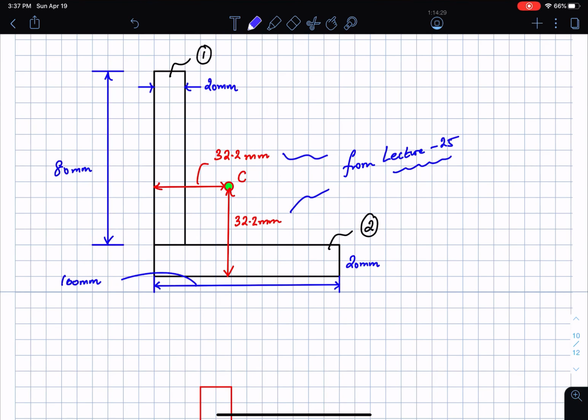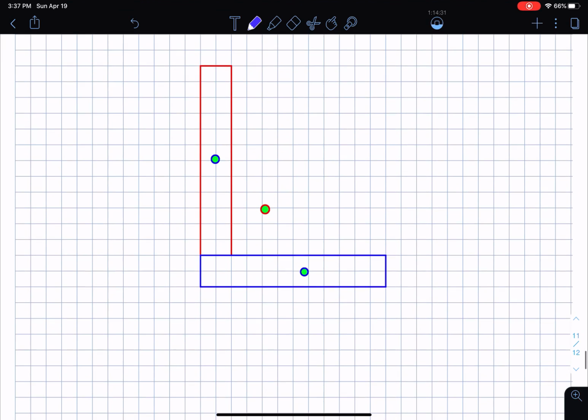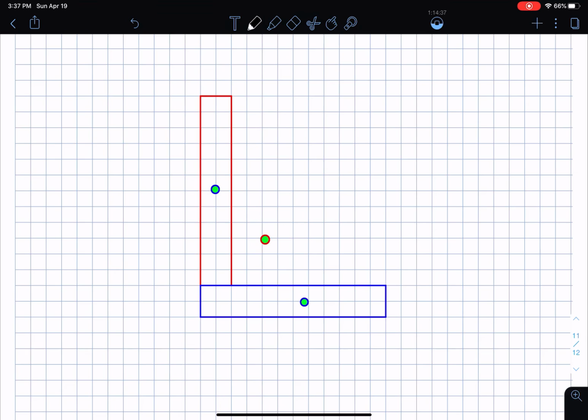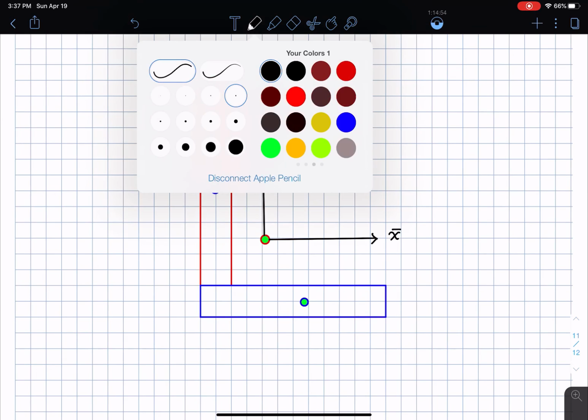All right, so we are on our way. So what I'm going to do is this. I'm going to first start off by drawing the centroidal axis for the composite body. This is going to be x bar, right? And then this height here is going to be y bar. Then I'm going to have the centroidal axis for the other two pieces. I'm going to have an x1 bar and a y1 bar.